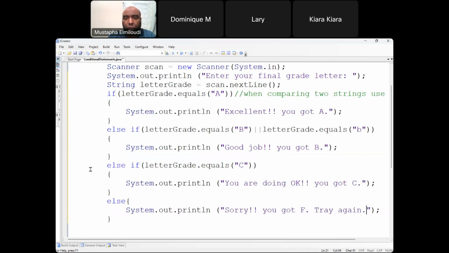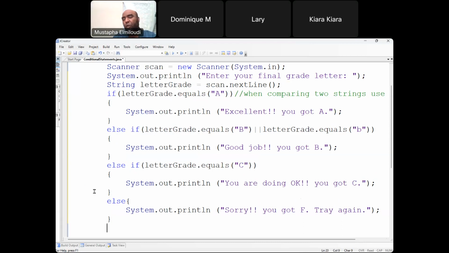The program starts from the top. Let's say I enter A. So if I enter A, the first condition is true because it's A. Then what's going to happen? The program will skip everything and then move on right here, that means at the end of the statement, and check if there is any statement that needs to be executed. But it's not going to go through this. It will skip all of them.